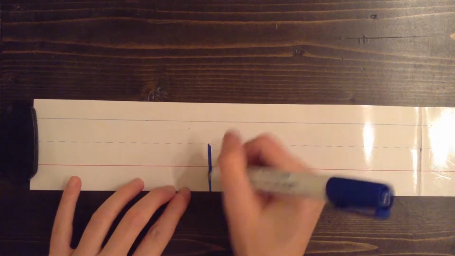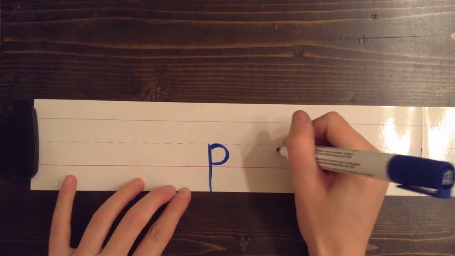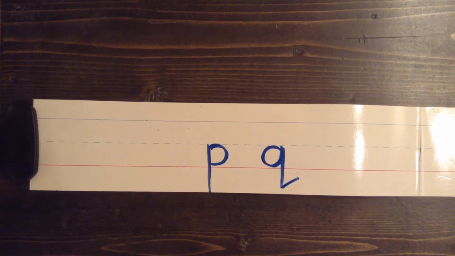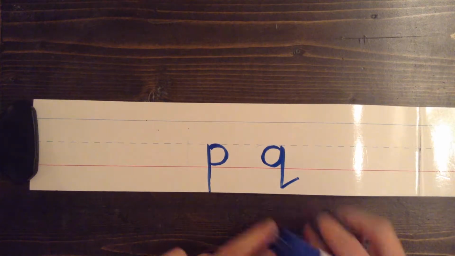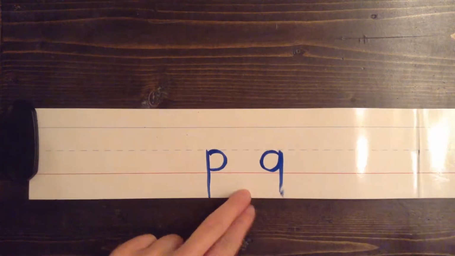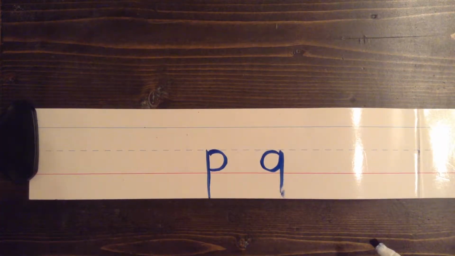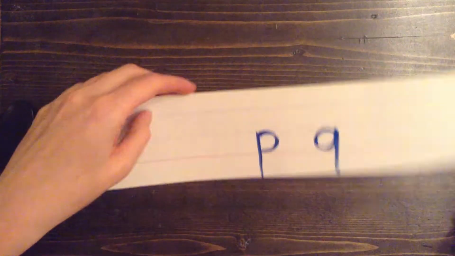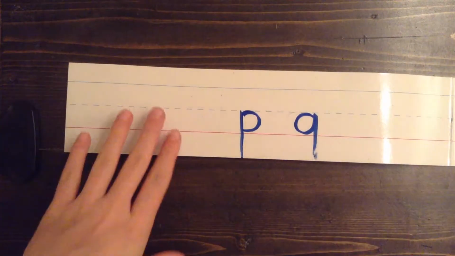Let's focus on lowercase p and lowercase q. These two letters look very similar. In fact, sometimes you will see a lowercase q without a tail, and then it's even more difficult to tell them apart. It's just like when we did lowercase b and lowercase d. We needed a trick to help us tell them apart. So here's a trick.